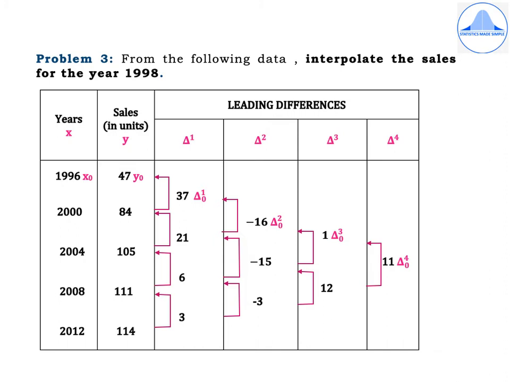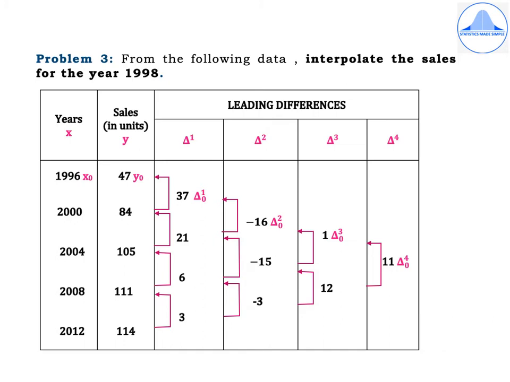Similarly, now find out delta square. Delta square is nothing but the difference between the values in the delta to the power 1 column. So 21 minus 37 is minus 16, mark it as delta naught square. Then 6 minus 21 is minus 15, 3 minus 6 is minus 3.